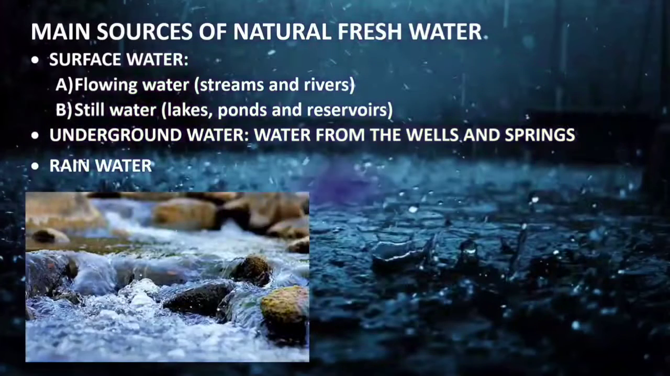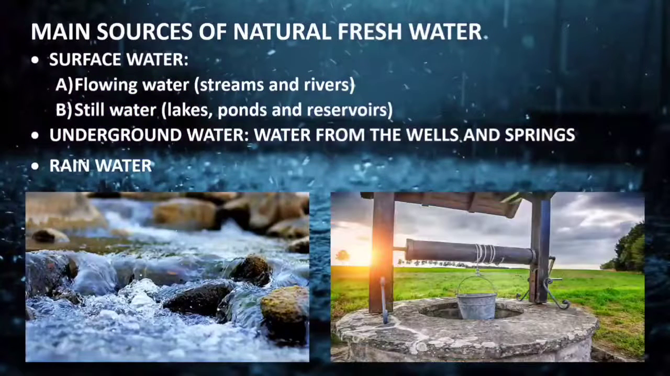Now, some of the main sources of fresh water are surface water, which includes flowing water, mainly consisting of streams and rivers. And then there is still water, which is basically lakes, ponds, and reservoirs. Then we have underground water, water from the wells and springs. And at last, we have rainwater.